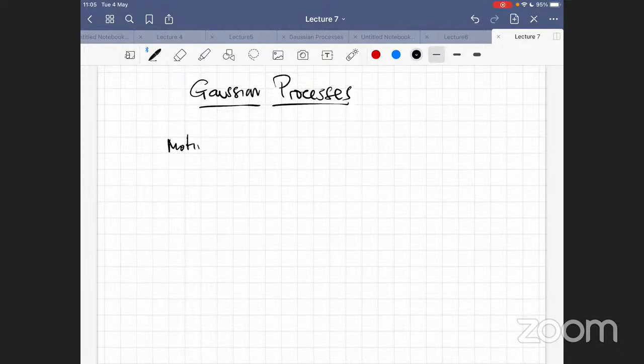So the motivation for this is the following. Well, there are several motivations, but imagine you take the linear basis function model, like you remember from the first lessons here. So you take a number of capital M nonlinear functions. So you have this catalog of functions here, and you use this model in a Bayesian framework.